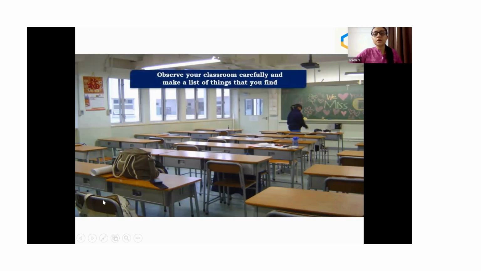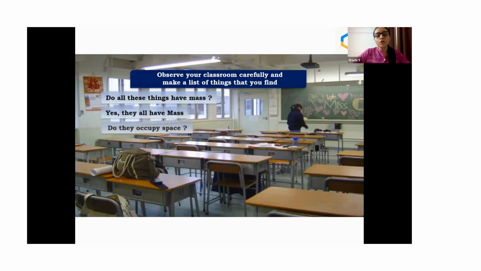Okay, let's see what this picture is asking. Observe your classroom carefully and make a list of things that you find. Do all these things have mass? You already told me that yes, they have mass. Do they occupy space, students? She occupies some space. Yes, Om. That is why, Abhay, the lady in the picture is matter.